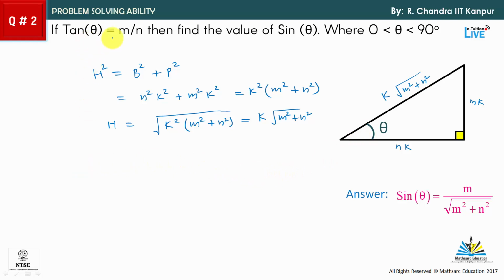Now we have tan theta as m upon n, and we need to find sine theta. Hence sine theta is equal to perpendicular upon hypotenuse. So what is the perpendicular? mk. mk upon hypotenuse, which is k times under root m square plus n square. So you will cancel this k, and this is equal to m upon under root m square plus n square. So this is equal to sine theta. Let's have another question, question number 3.